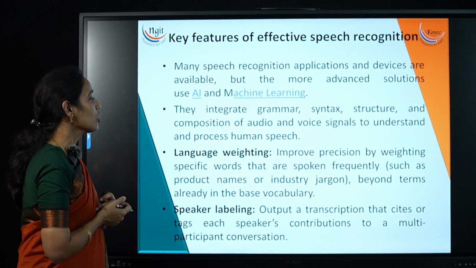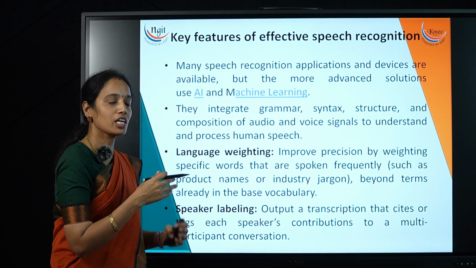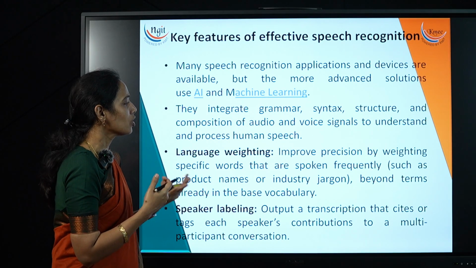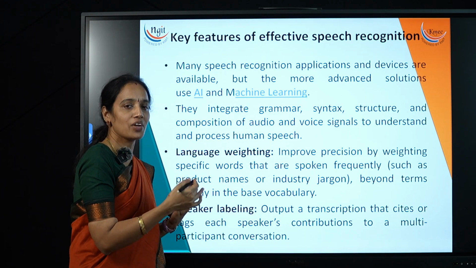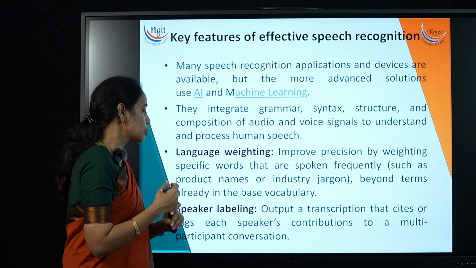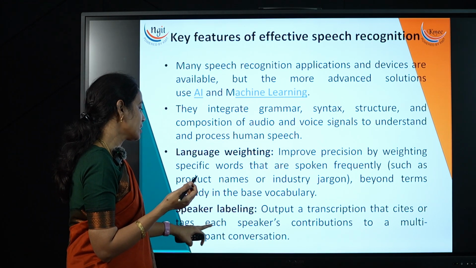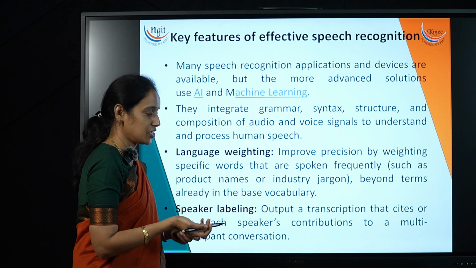And then language weighting, we are going to improve precision by weighting some specific words which are spoken frequently, such as product names or industry jargon, whatever it may be. Beyond terms already in the base vocabulary, we have to give some weightage to some of the terms. Then speaker labeling. The output is a transcription that cites or tags each speaker's contribution to a multi-participant conversation.